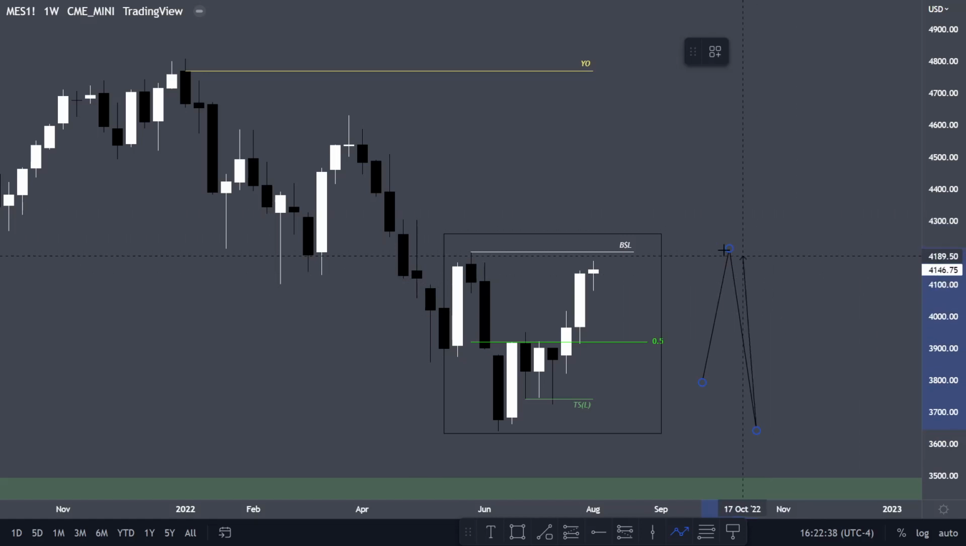If we could take this high out and close above it, and then retest it, then we look for higher. It's kind of ugly, but that's what the breaker is, right? So I'm looking to see if this candle here could become a bullish breaker. Right, that's what I'm looking for.